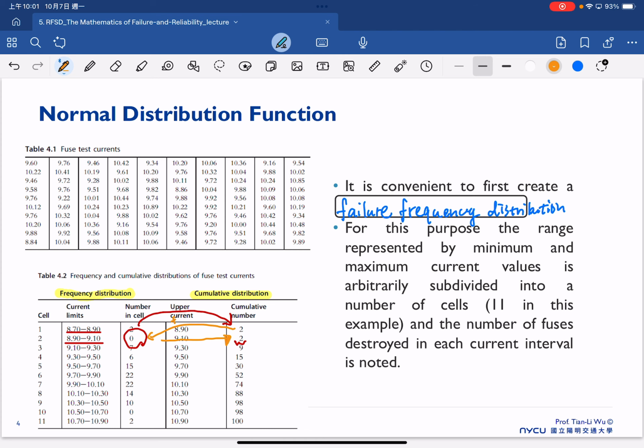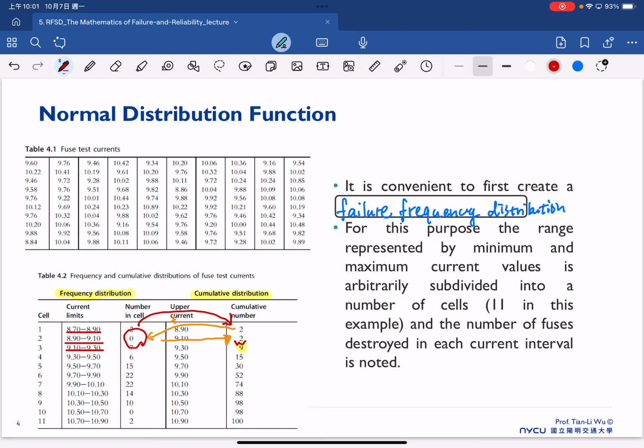Now, if we continue this exercise for each range, for the range between 9.1 and 9.3, we got 7 broken. So now the total number broken below this range becomes 9 here.